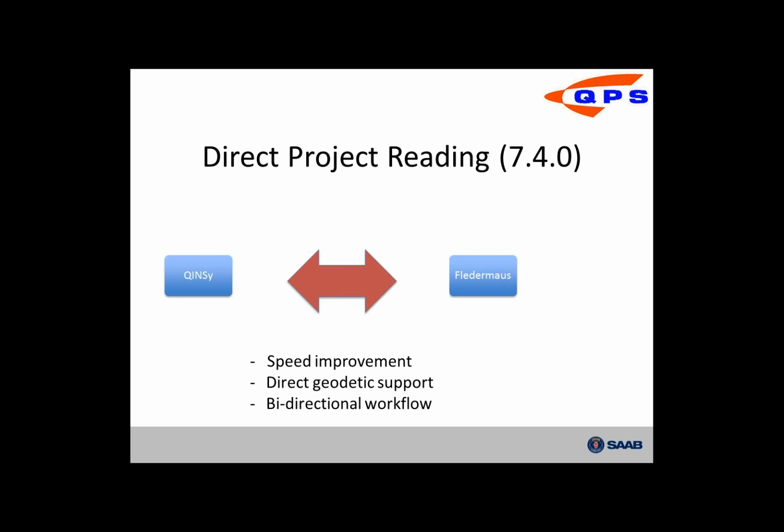One, you obviously have a big speed improvement across your workflow because you've eliminated that data conversion and time spent building area-based structures when they already exist in the QPD and the Quincy project structure. We also now have the direct geodetic support, so the projections and the information that you're setting up in Quincy is directly brought into Fledermaus. And one thing that is now enabled is the bidirectional workflow.